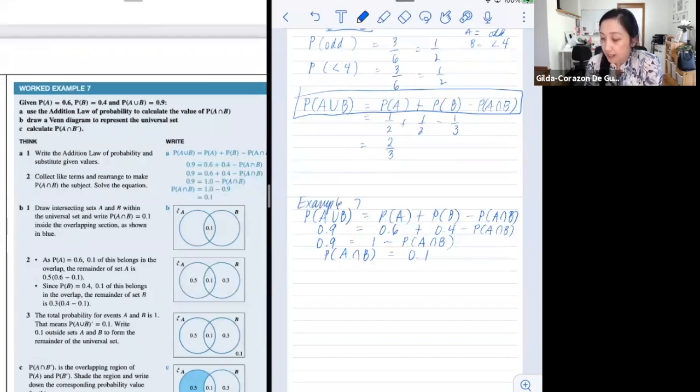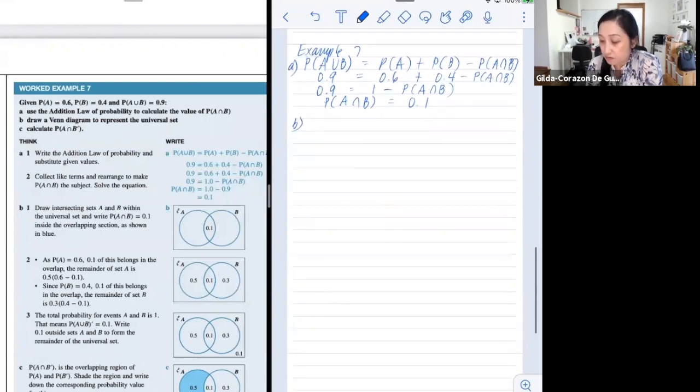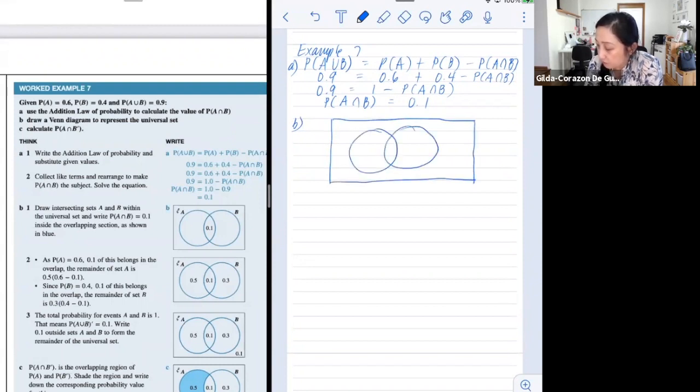7. Now, that's A, we've got B. Draw a Venn diagram to represent the universal set. All right, so we know that they would need to be overlapping sets. You've got, I didn't like how it's drawn. Anyway, so that's your A, that's your B there. What we know now is that the intersection would be 0.1.